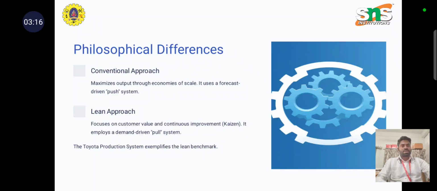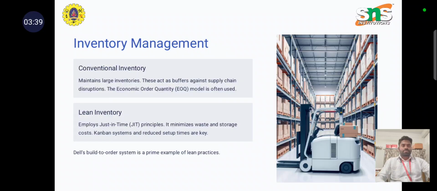What is the pull system? The pull system identifies the need or demand of the customer, and based on the customer's needs we produce the product and deliver it to the customer. This is the pull system. By means of lean manufacturing approaches we can ensure the continuous process called Kaizen. Next, based on the inventory management level.